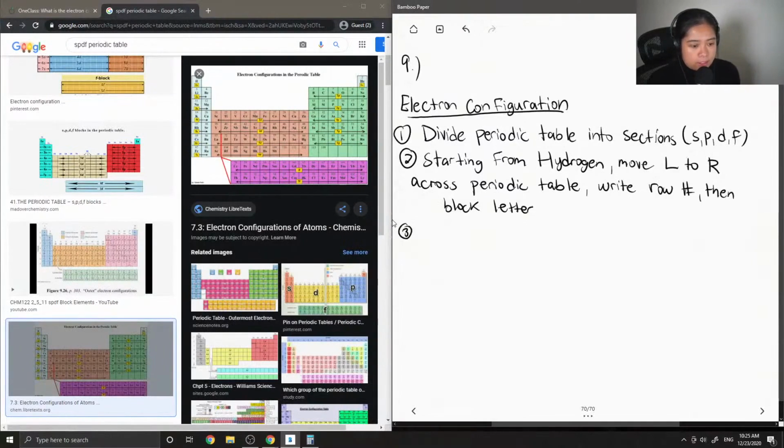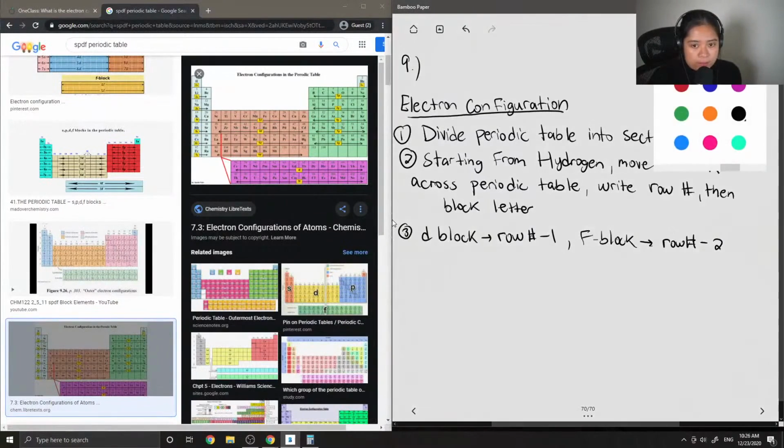I'll also note when you get to your D block, you write your row number minus 1. And if you get to the F block, you write your row number minus 2. This will make more sense once we start doing the example.